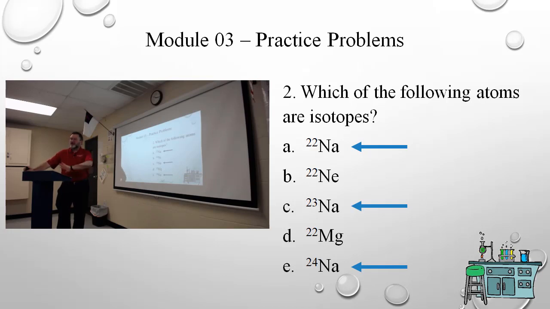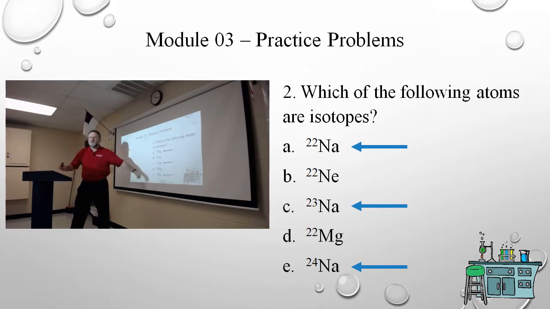But what did I also say about isotopes? Is there a base isotope? Is there a base amount? No. Technically speaking, is neon 22 an isotope?